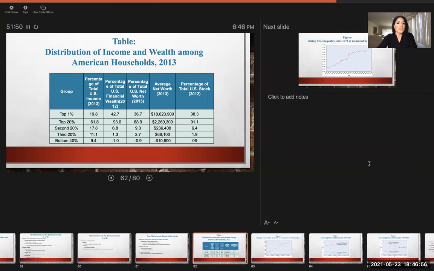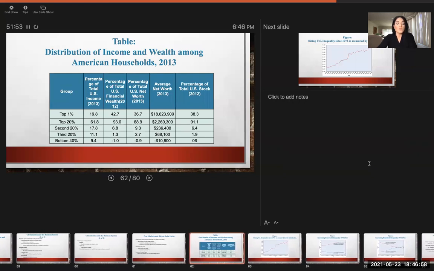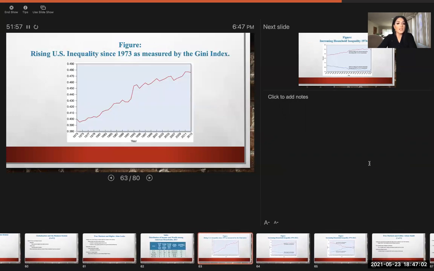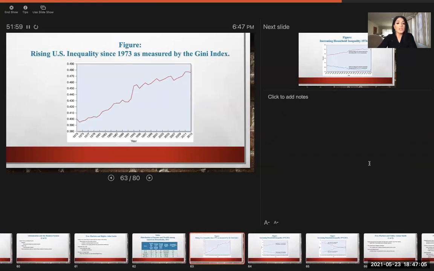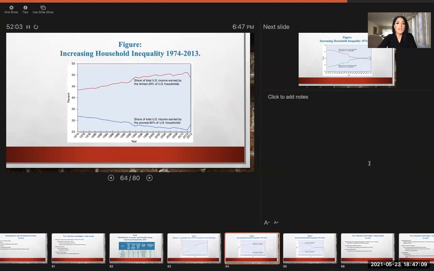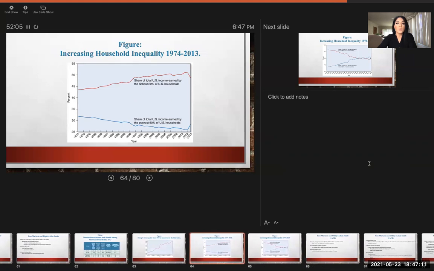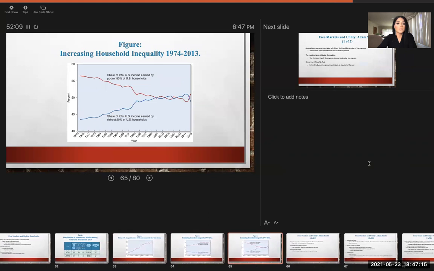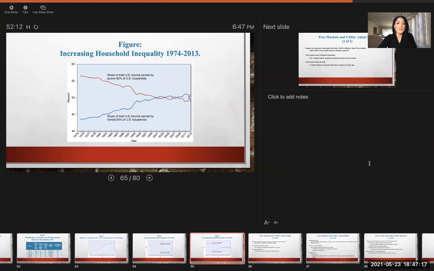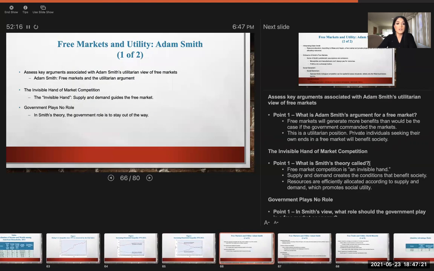Here is a distribution of income and wealth among American households. Again, for this chart, you can pause, along with the next figure being the rising U.S. inequality since 1973 as measured by the Gini Index. Here we have the figure increasing household inequality from 1974 to 2013. And here we have the increasing household inequality from 1974 to 2013.